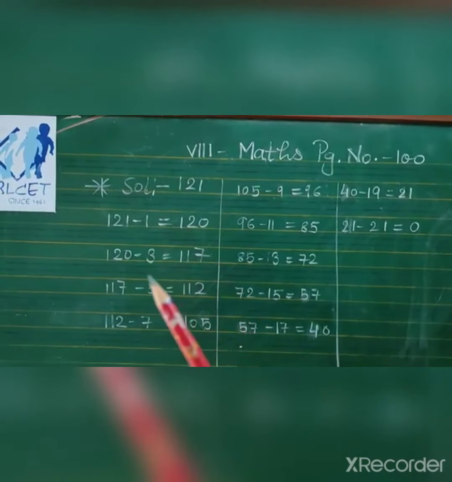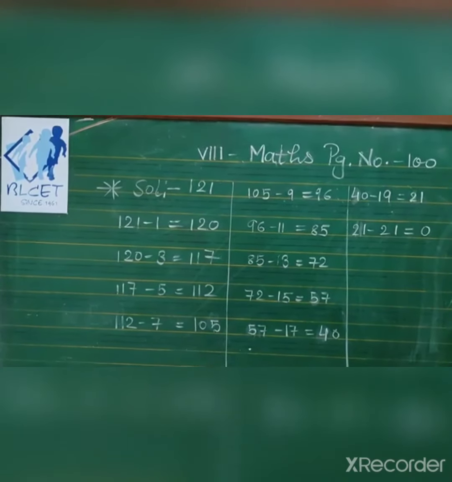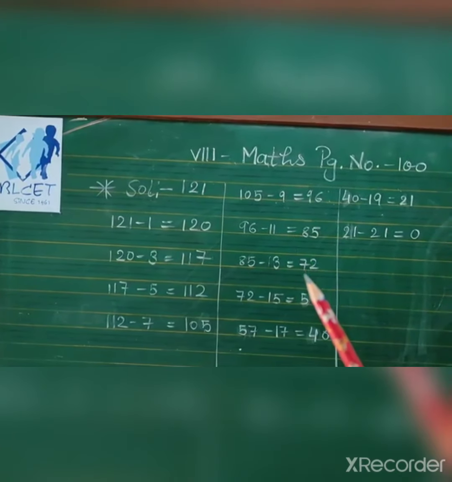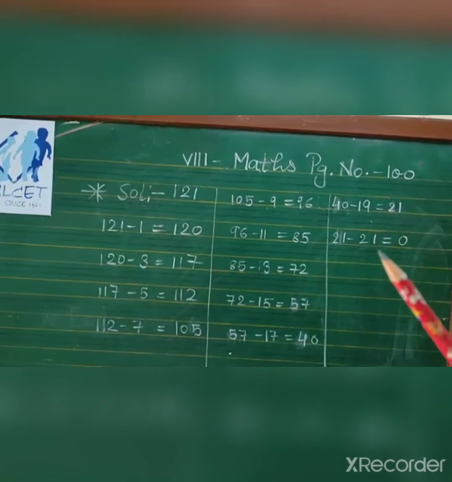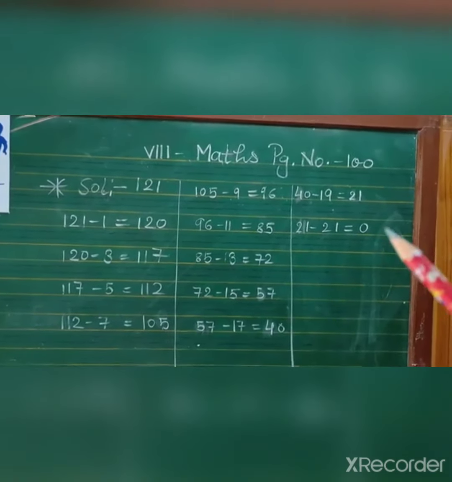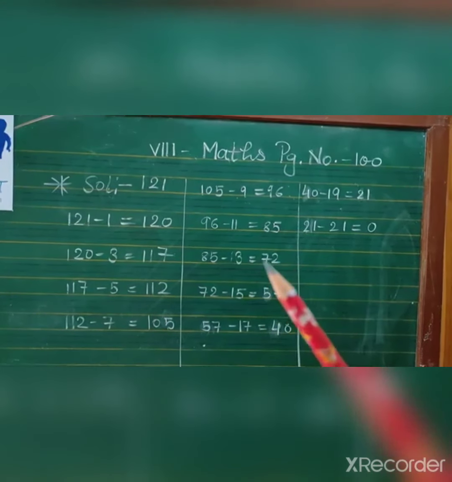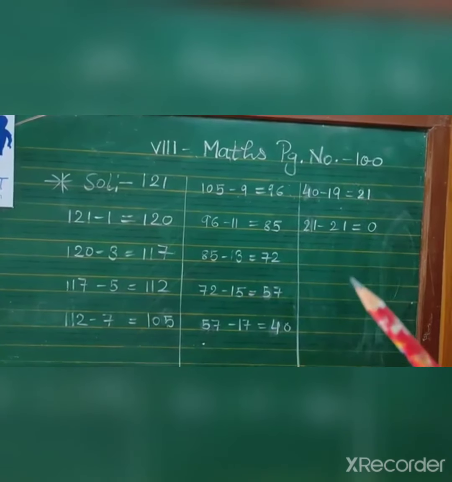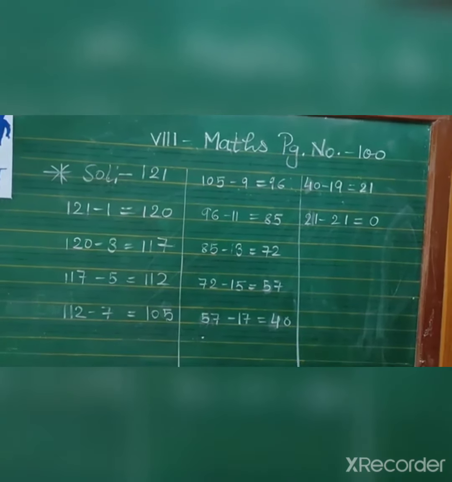121 minus 1, then 120 minus 3, 5, 7, 9, 11, 13, 15, 17, then 19 and 21. In which term are we getting the remainder 0? First, second, third, fourth, fifth, sixth, seventh, eighth, ninth, 10th, 11th. So the square root of 121 is 11.